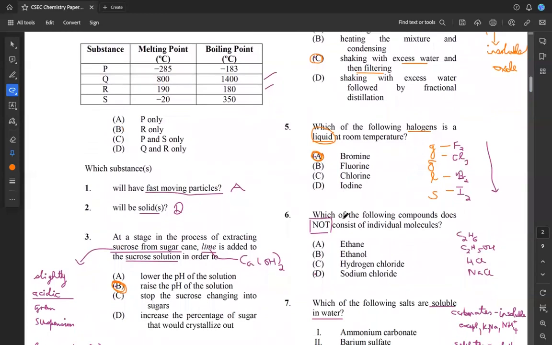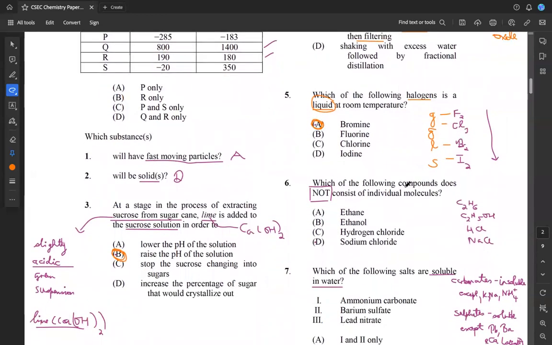And then moving along to question 6. Question 6 says, which of the following compounds does not consist of individual molecules, right? So remember what molecules are, how we define that. Molecules have more than one atom in them, right? More than one atom. So which one of these doesn't have more than one atom, is really what it's asking you. We know ethane, the formula is C2H6. It has a ton of atoms, so it's not this one. This one does have individual molecules.